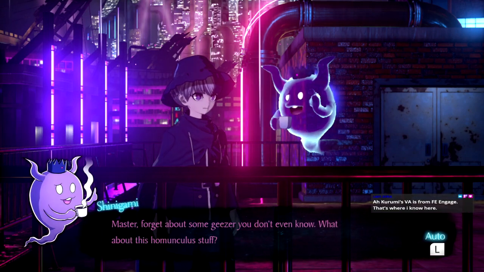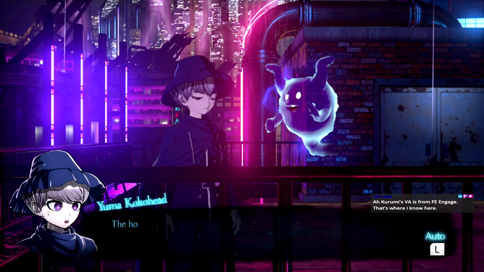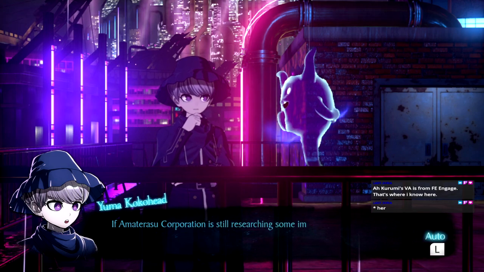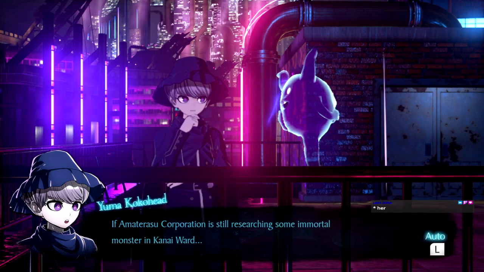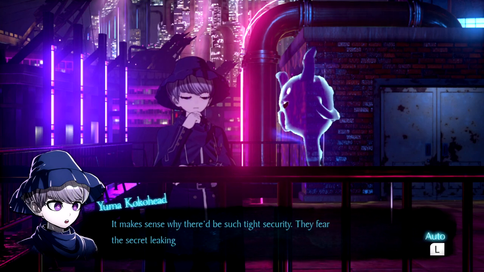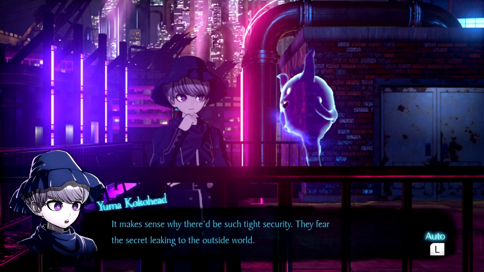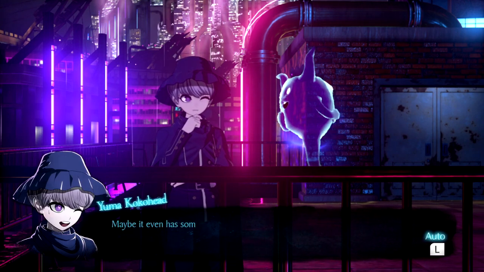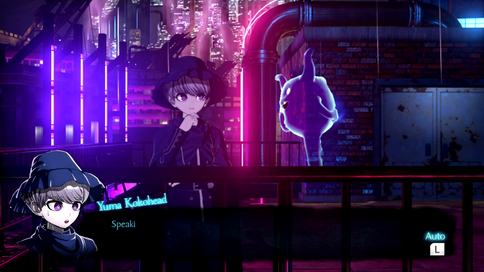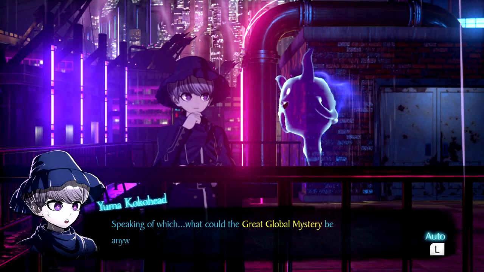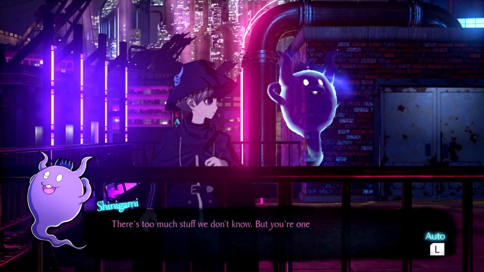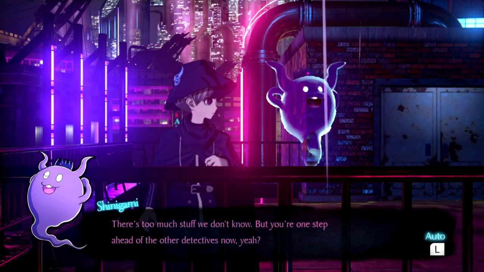What about this homunculus stuff? Yeah, it's interesting. Research. If Amaterasu Corporation is still researching some immortal monster in Kanai Ward, it makes sense why there'd be such tight security. They fear the secret leaking to the outside world. Maybe it even has something to do with the great global mystery that Number One mentioned. Speaking of which, what could the great global mystery be anyway? There's too much stuff we don't know, but you're one step ahead of the other detectives now, yeah?